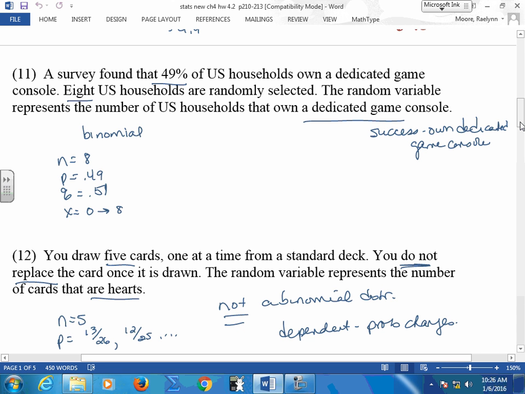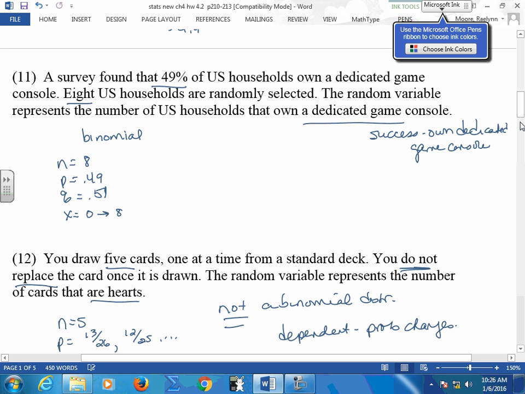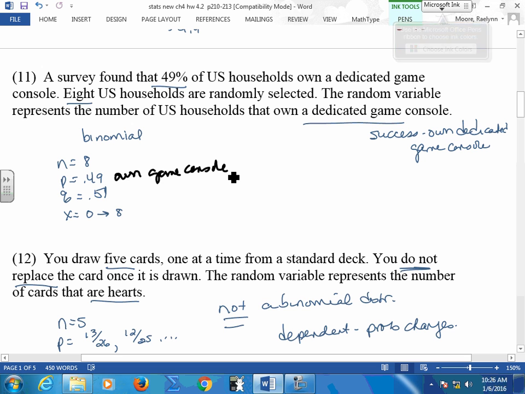So when you ask them, they're going to say, yes, I own it. No, I don't. Those are their two choices. Success, failure. So we consider our success that those that own the console game. Now remember, the success is the success in your problem. Does it make a difference which probability is higher? And yes, this qualifies as a binomial experiment.